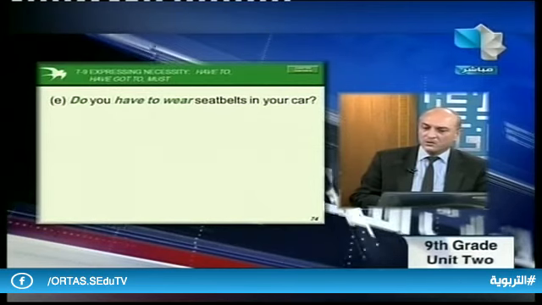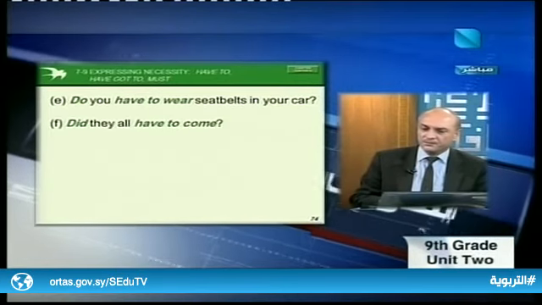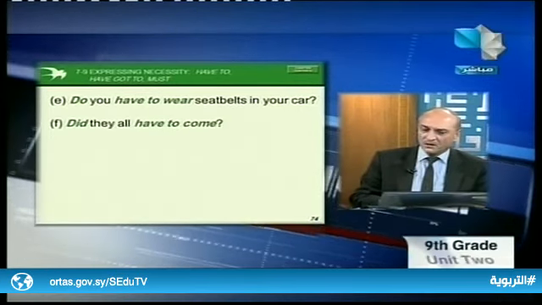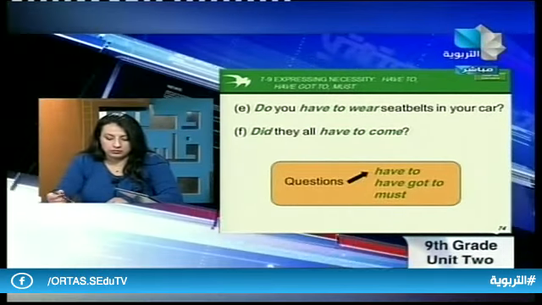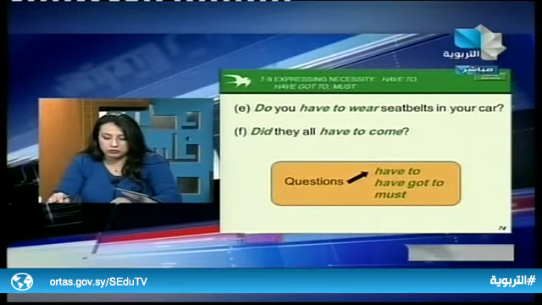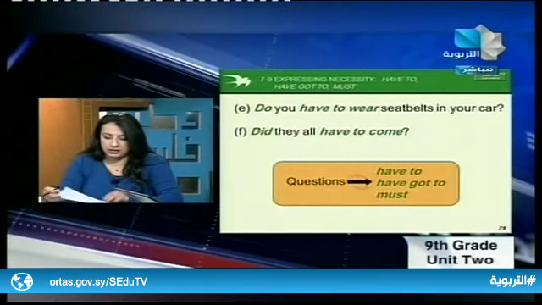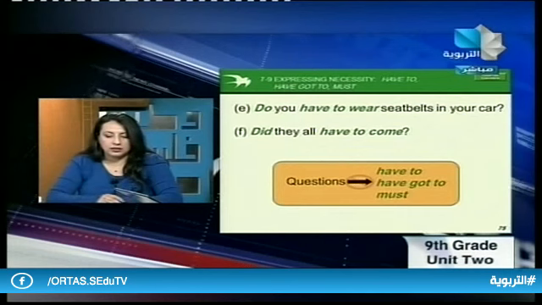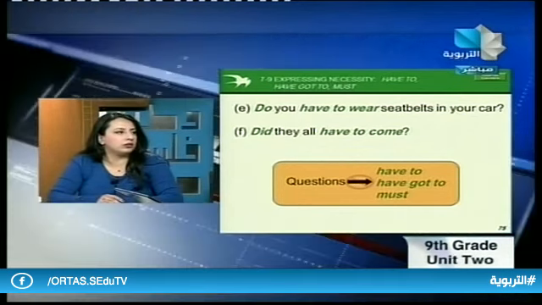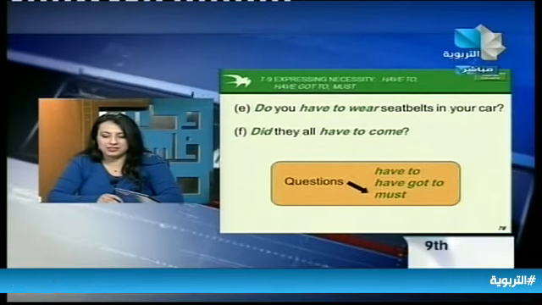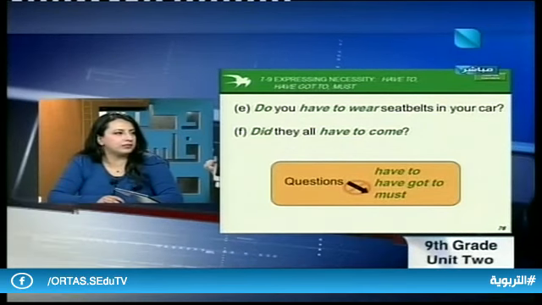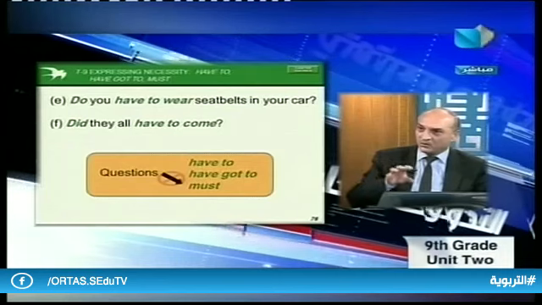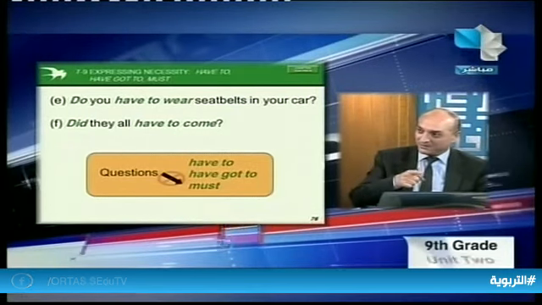Do you have to wear seatbelts in your car? Yes, I have to. It's like a rule. Did they have to come? With questions we can use have to, but not have got to or must. Have you got to? No. We use only have to in questions.